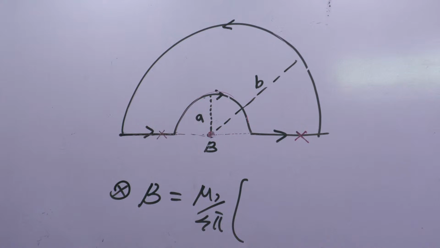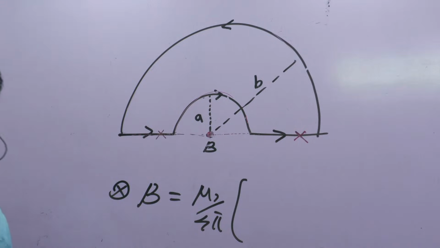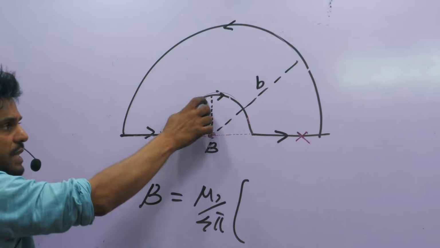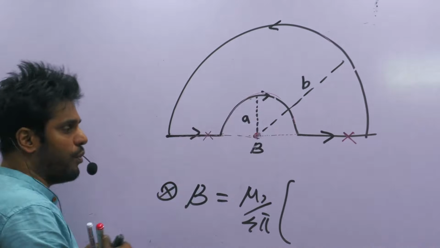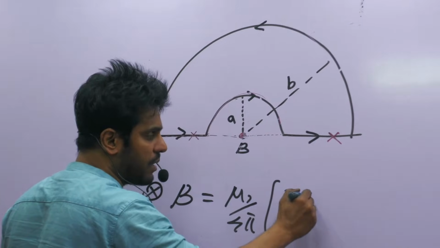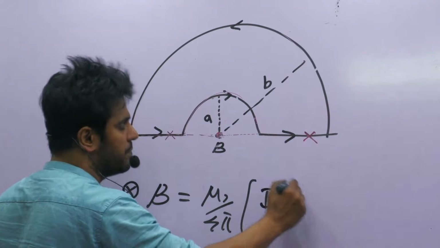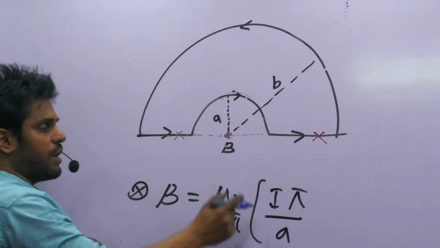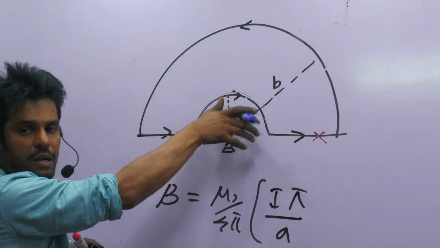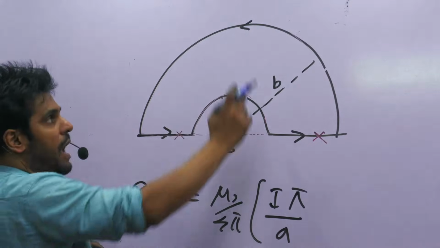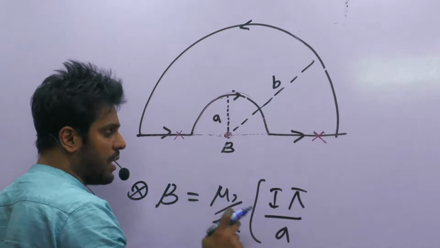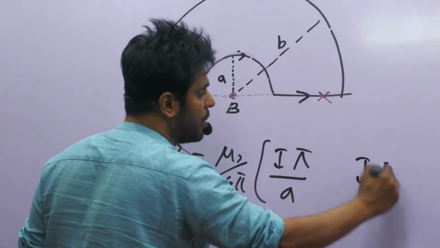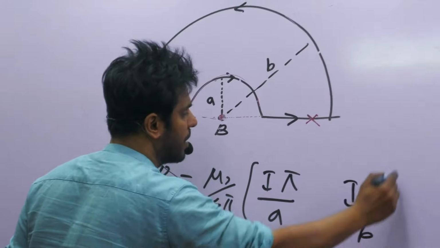Now here I am going to write the value. Radius a gives mu naught divided by 4 pi, I theta divided by r, where theta means pi and r means a. Now this is the magnetic field due to the inner current, and this is the magnetic field due to the outer current: mu naught divided by 4 pi, I theta, also pi, divided by b.